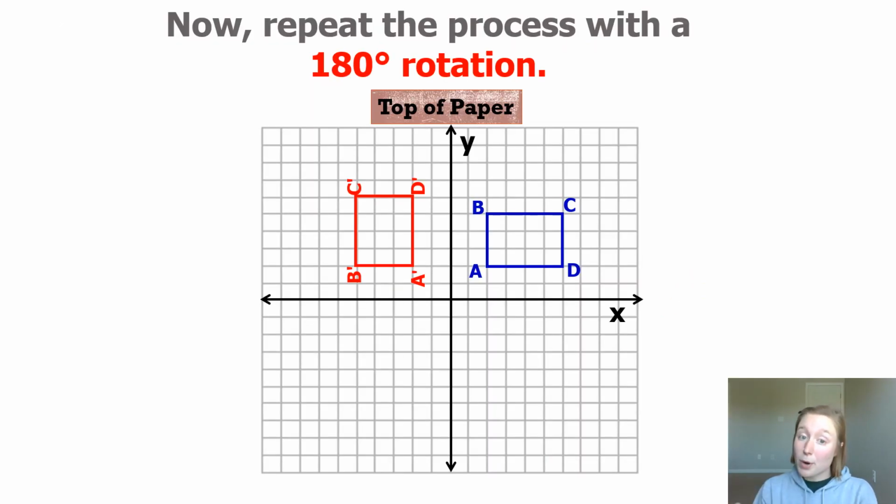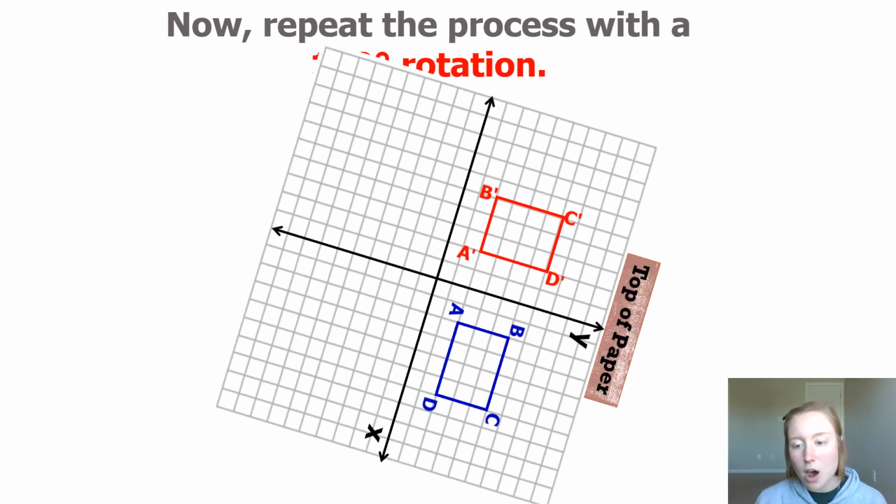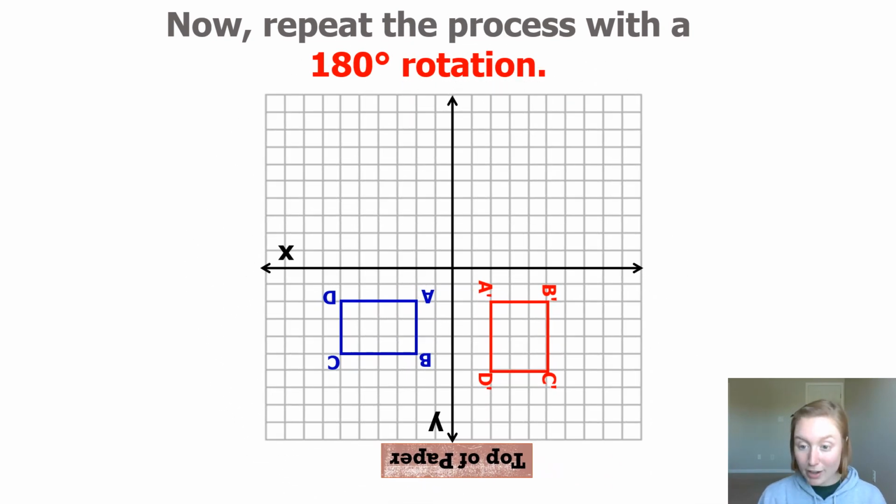So we're going to repeat the process with a 180-degree rotation. So now instead of just turning a quarter turn counterclockwise, we're going to turn it all the way upside down so that the top of our paper is at the bottom of our paper now, right? So we flipped it upside down. So kind of match your paper up with mine. Draw in your points there. Take a minute and pause if you need to.